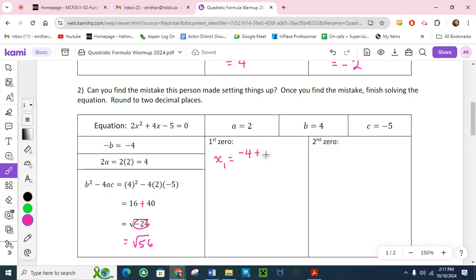-b plus, in this case, root 56. And divide by 4. Now, root 56 isn't a perfect number, so you're going to get decimals here. Today, I'm going to show the 3U's how we can simplify this. The 3M's, you just got to use your calculator and get the decimal. Slightly different expectations.